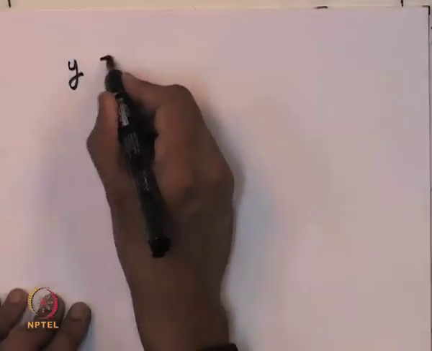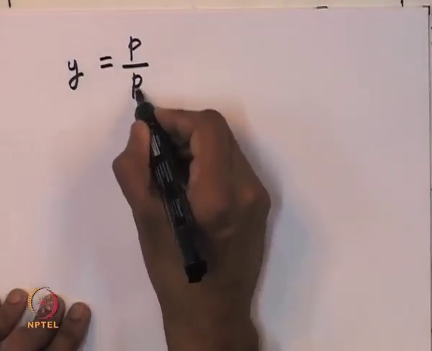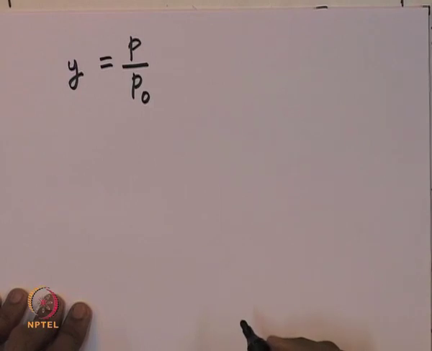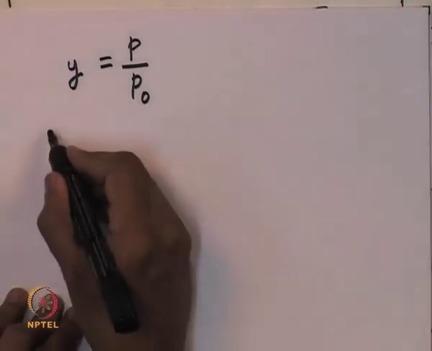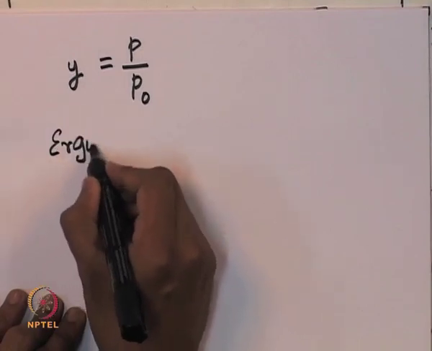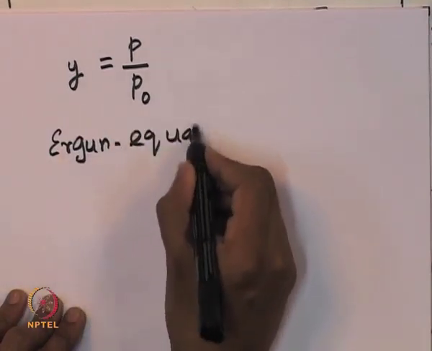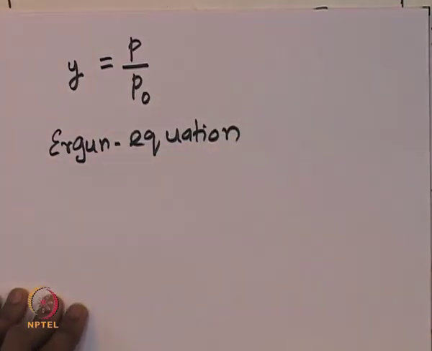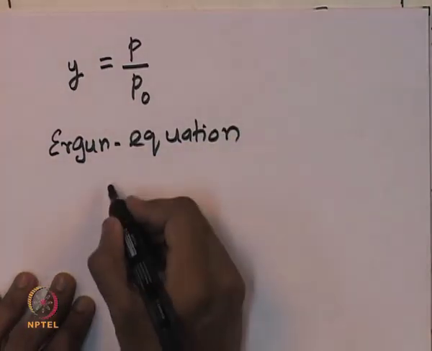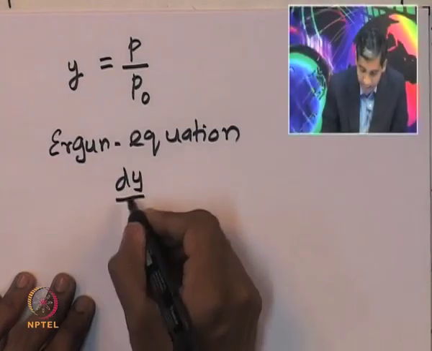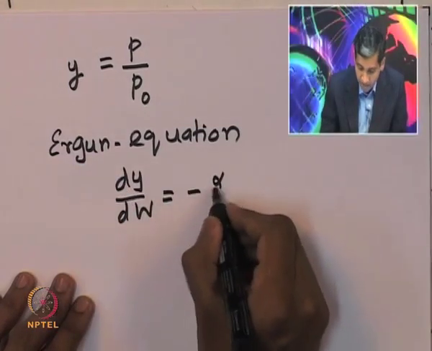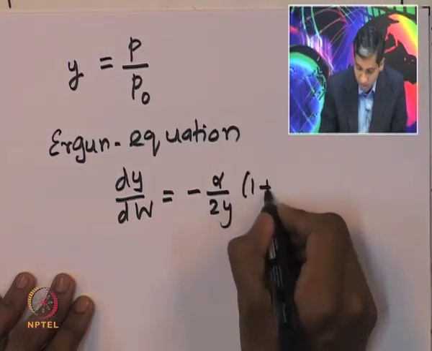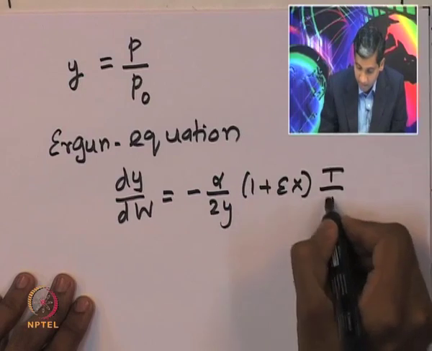So, in order to find the conversion profile as a function of the catalyst weight, we need to estimate this quantity y, which is the ratio of the local pressure with respect to the total pressure at the inlet. So, how do we find this? We can use the Ergun equation to find this quantity y. The Ergun equation can be written as dy by dW equal to minus alpha by 2y times (1 plus epsilon x) times T by T0.